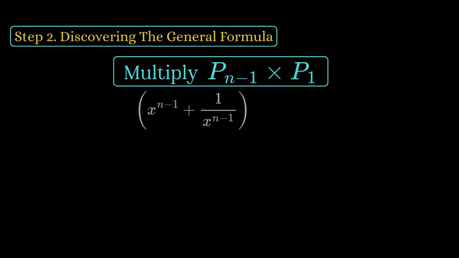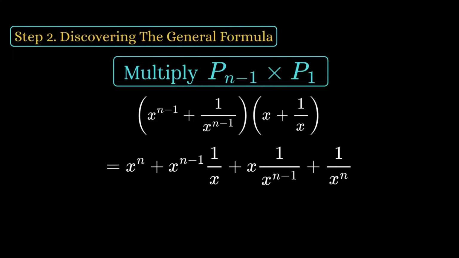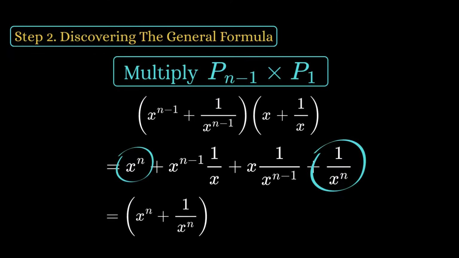Now look at the multiplication. We take x to the n minus 1 plus 1 over x to the n minus 1 and multiply it by x plus 1 over x. When we expand, we get four terms. The first and last terms are x to the n and 1 over x to the n. That's exactly P sub n.